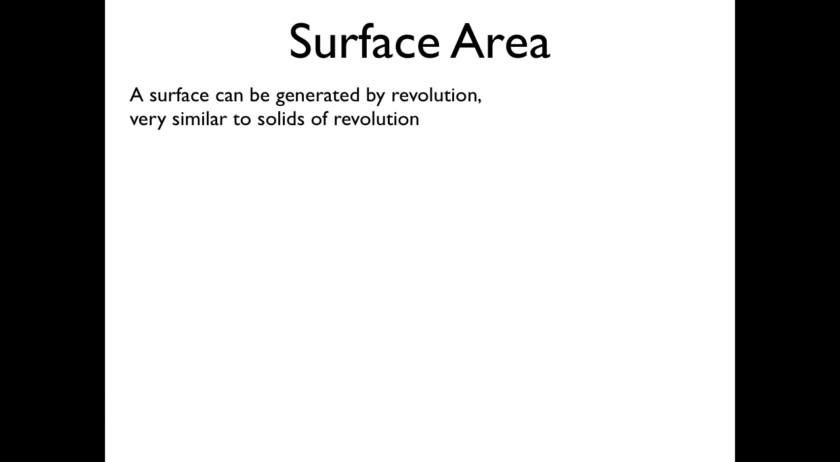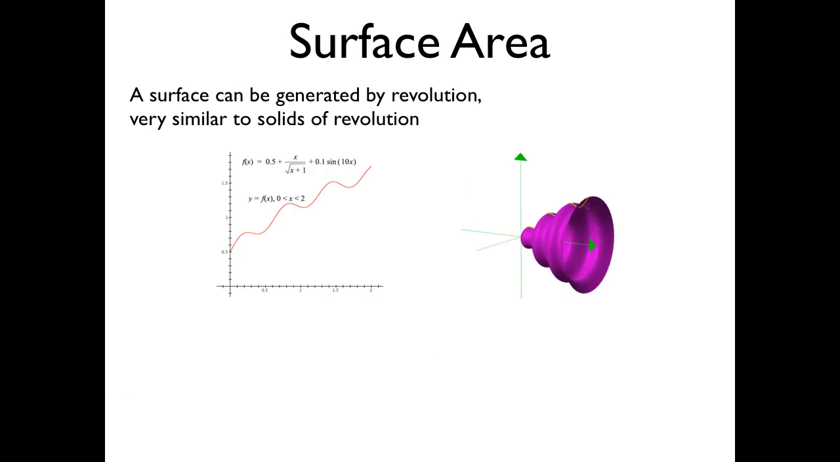Okay, so let's talk about surface area. A surface can be generated by revolution, very similar to solids. Here's an example. See that red function? It is revolved around the x-axis.